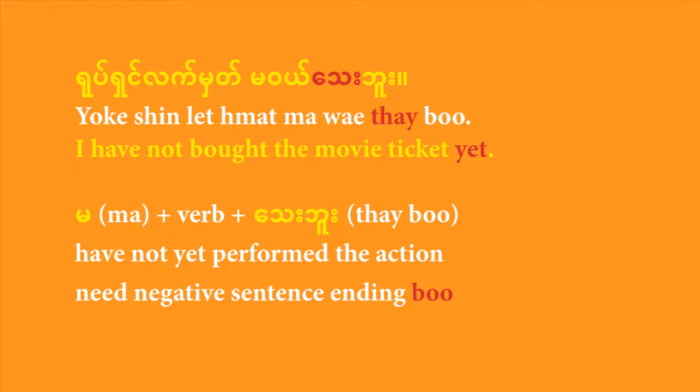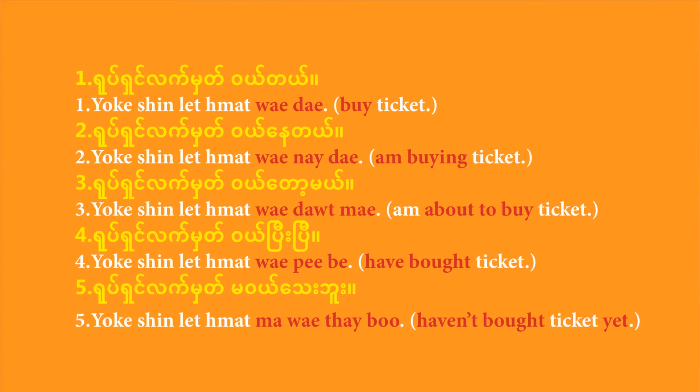One more time. Yokshinlema maware they bu. I haven't bought the movie ticket yet. Let's review them all. Yokshinlema were. I buy a movie ticket. Yokshinlema where nere. I'm buying a movie ticket. Yokshinlema where dome. I'm about to buy a movie ticket. Yokshinlema where bibi. I've bought the movie ticket. And the last one. Yokshinlema maware they bu. I haven't bought the ticket yet. That's a pretty good range. Now let's try these structures with some other verbs in other scenarios.